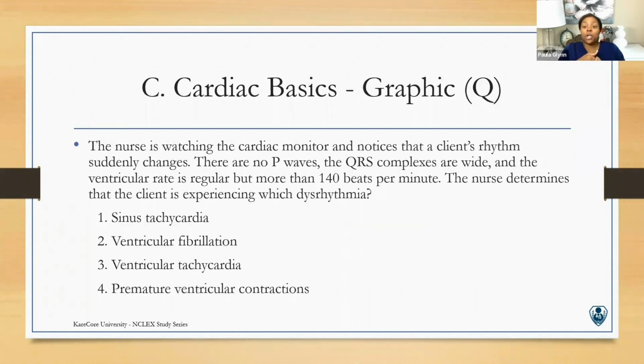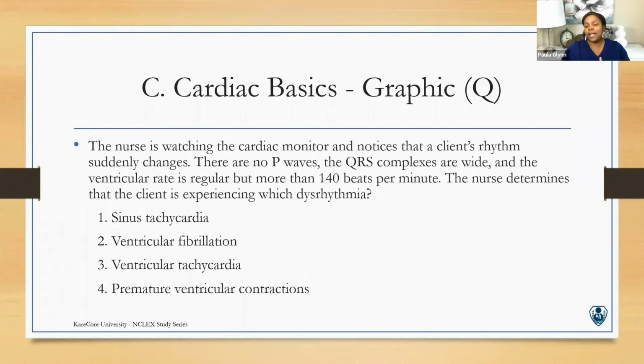Let's talk about another type of question that you may get, which we call a graphic question. The nurse is watching the cardiac monitor and notices that a client's rhythm suddenly changes. There are no P waves, the QRS complexes are wide, and the ventricular rate is regular but more than 140 beats per minute. The nurse determines that the client is experiencing which dysrhythmia?